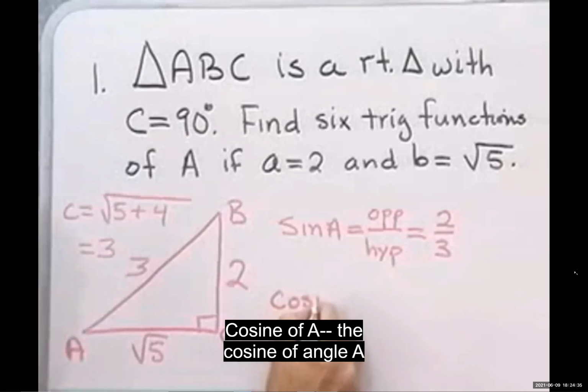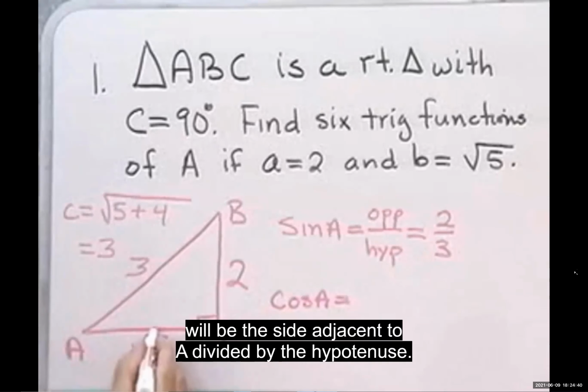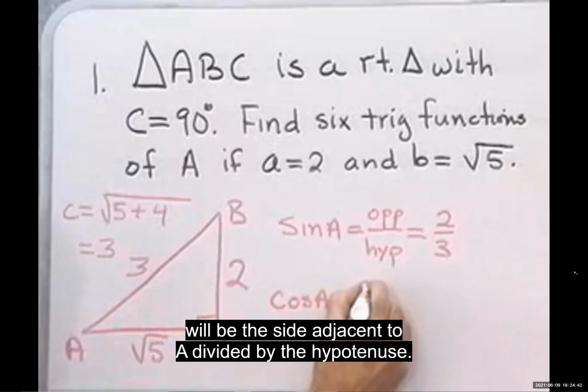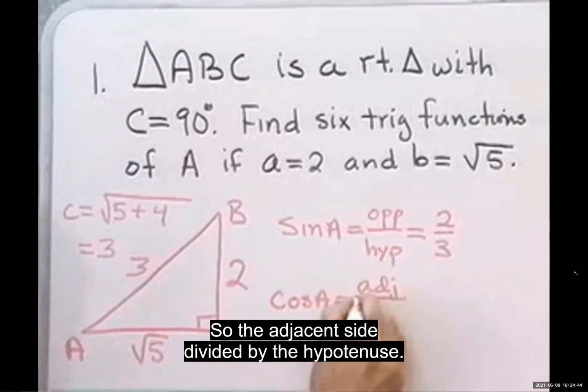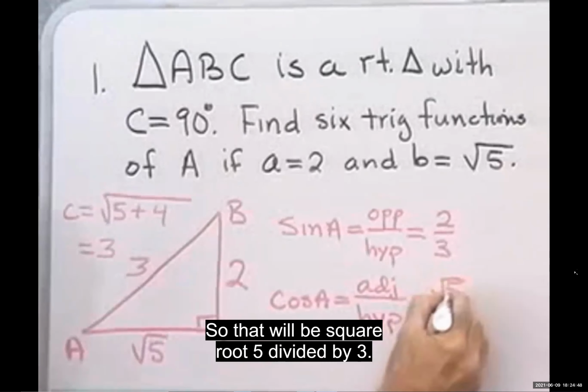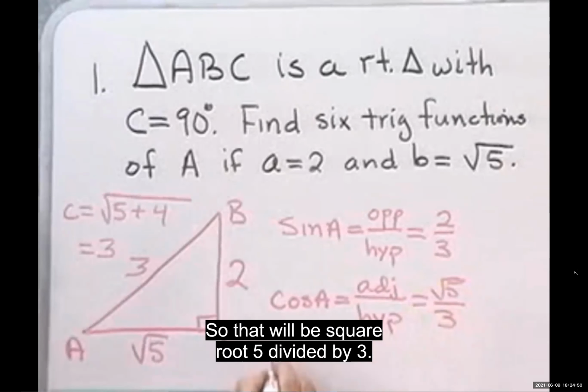Cosine of A, the cosine of angle A will be the side adjacent to A divided by the hypotenuse. So the adjacent side divided by the hypotenuse. So that will be square root 5 divided by 3.